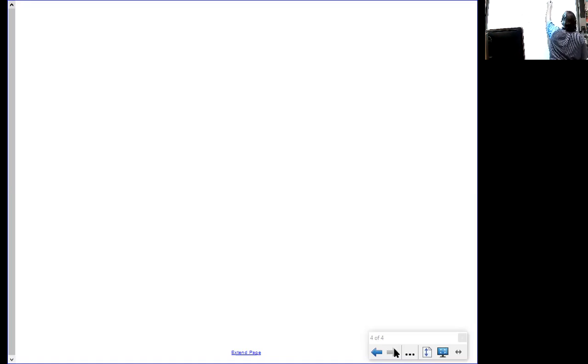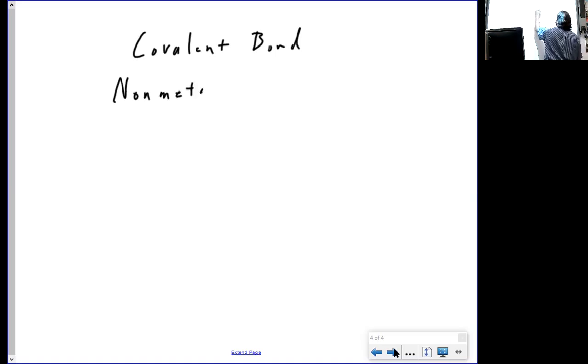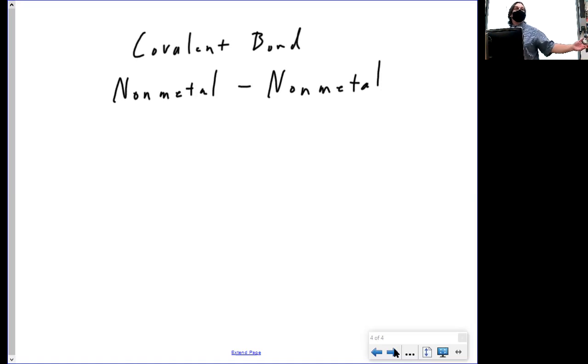So the last one is a covalent bond. And this is going to be when you have a non-metal bonded to a non-metal. Both of them are looking to gain electrons, because they have 5, 6, or 7 electrons, and everybody wants what number? 8. Everybody wants 8. So let's check out an example of that.